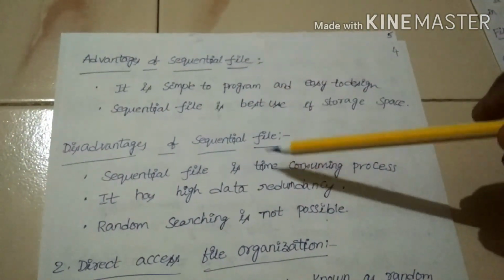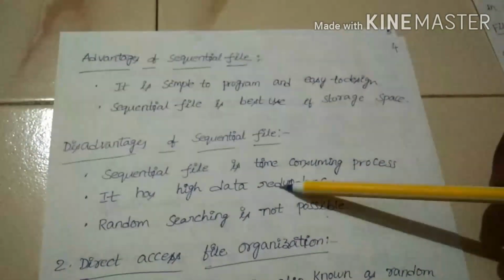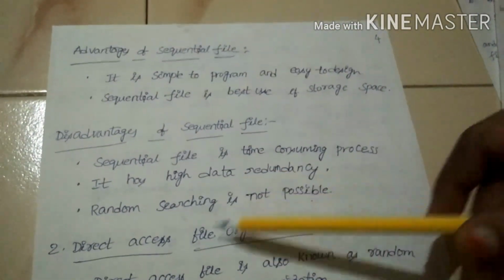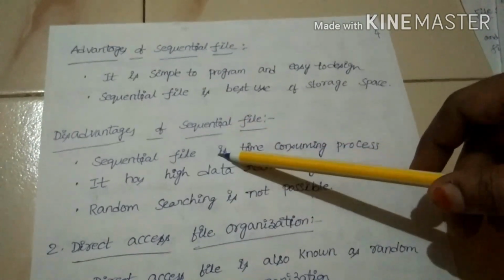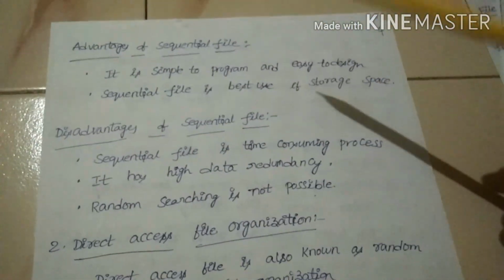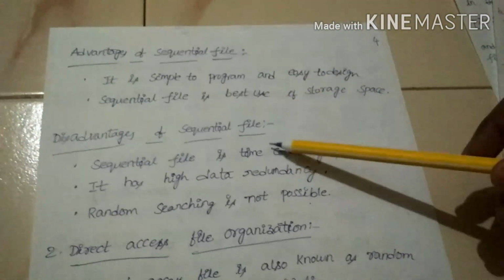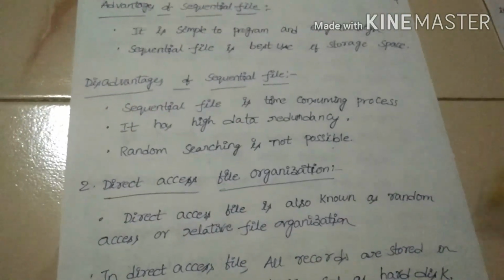These are the disadvantages. Here, a sequential file is a time consuming process. It has high data redundancy. Next, random searching is not possible in the sequential file. Sequential means one by one. How do you search for any record one by one? That is the disadvantage in sequential access file organization.